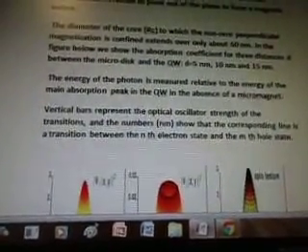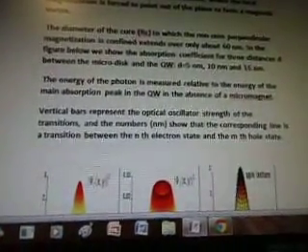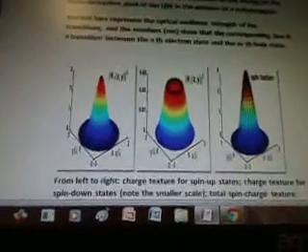In the figure below, we show the absorption coefficient for these three distances d between the microdisc and the QW. d equals 5 nm, 10 nm, and 15 nm. The energy of the photon is measured relative to the energy of the main absorption peak in the QW in the absence of a micromagnet. Vertical bars represent the optical oscillator strength of the transitions, and numbers nm show that the corresponding line is a transition between the nth electron state and the mth hole state.